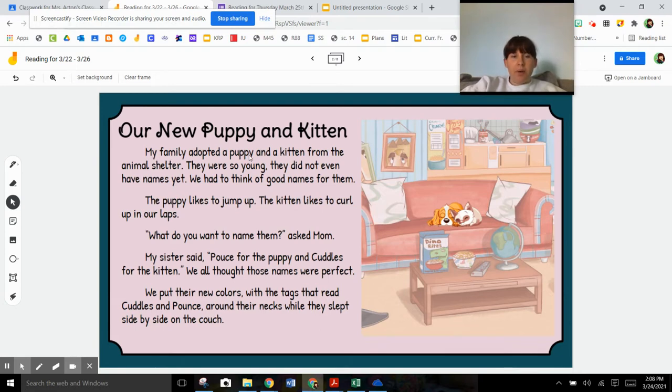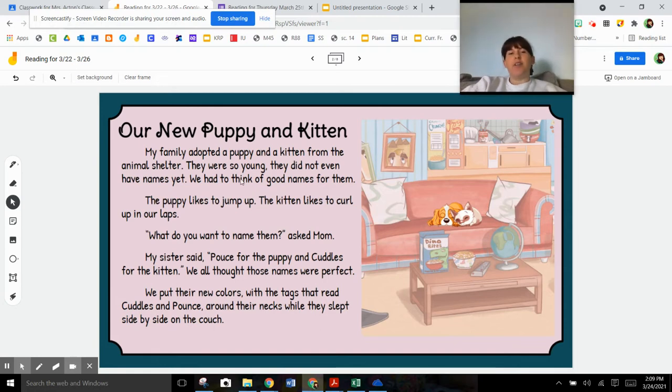My family adopted a puppy and a kitten from the animal shelter. They were so young, they did not even have names yet. We had to think of good names for them. The puppy likes to jump up. The kitten likes to curl up in our laps. What do you want to name them? Asked Mom. My sister said Pounce for the puppy and Cuddles for the kitten. We all thought those names were perfect. We put their new collars with the tags that read Cuddles and Pounce around their necks while they slept side by side on the couch.